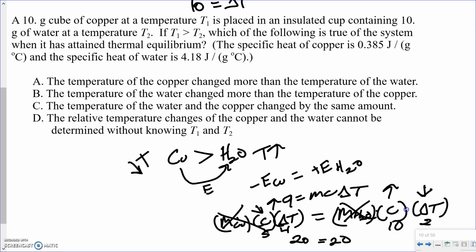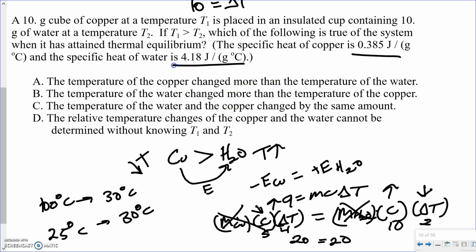So what does that mean? That means copper is going to change temperature more readily, or going to change more of a temperature than water is going to change. Meaning, let's say copper started at 100 degrees Celsius. It may end up at 30 degrees Celsius. Versus water started at 25 degrees Celsius, it may end up at 30 degrees Celsius, okay? So the water's not changing quite as much as the copper is. Now, why is that the case? It comes down to this idea of specific heat capacity values. Copper's got a significantly lower heat capacity.